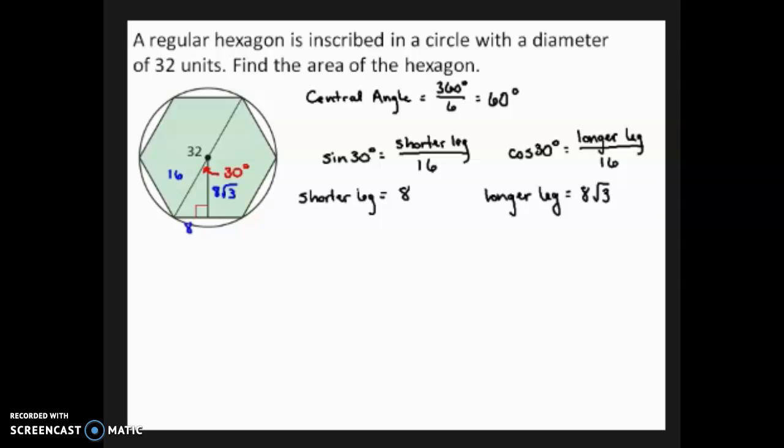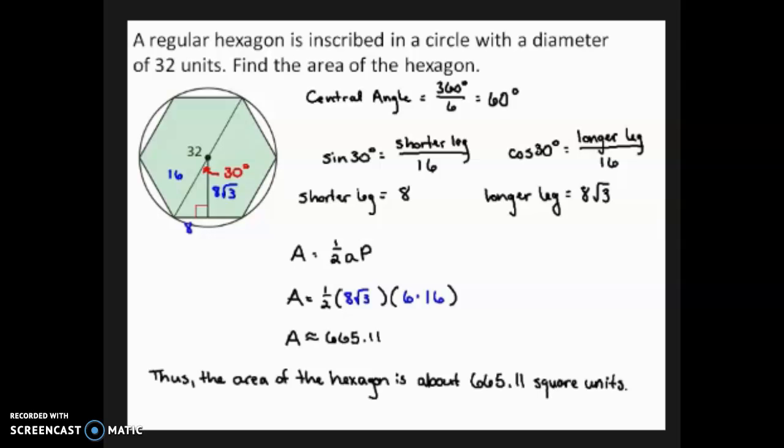Recall that the equation for the area of a polygon is A equals 1/2 a times P, where a is the length of the apothem and P is the perimeter. Notice that each side of the hexagon has a length of 16 units, so the area of the hexagon is A equals 1/2 times the quantity 8 times the square root of 3 times the quantity 6 times 16. Simplifying gives A is approximately 665 11/100ths. Thus, the area of the hexagon is about 665 11/100ths square units.